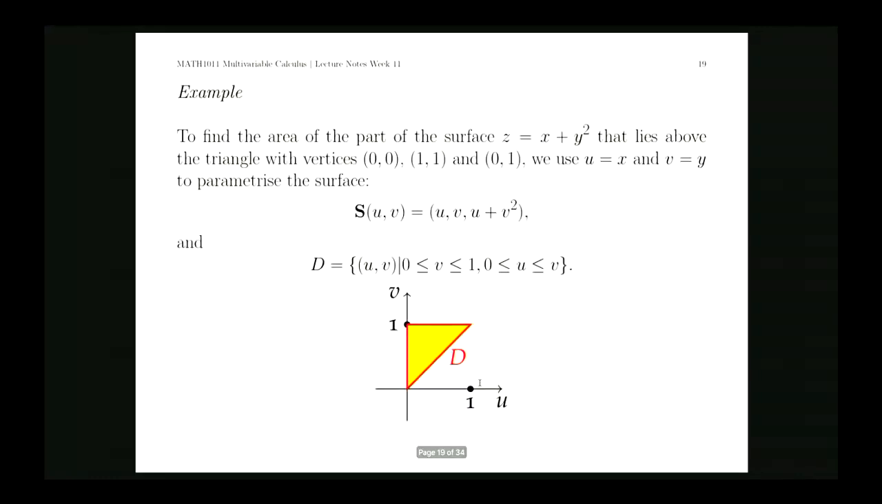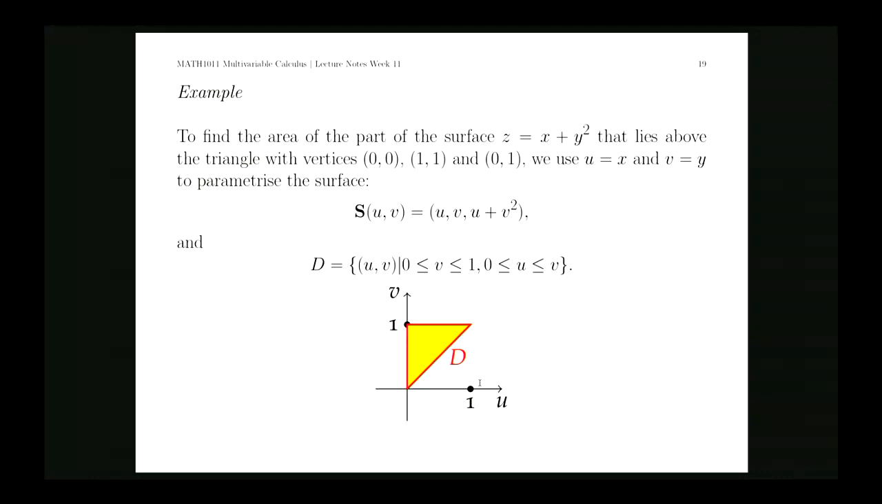Let's have a look at an example. Let's say we want to find the area of the part of the surface z equals x plus y squared that lies above a triangle in the xy plane with vertices (0, 0), (1, 0) and (1, 1), and (0, 1). So I've got a triangle in the xy plane, and this surface sitting above. What I want to know is the surface area on the surface that sits directly above this triangle.